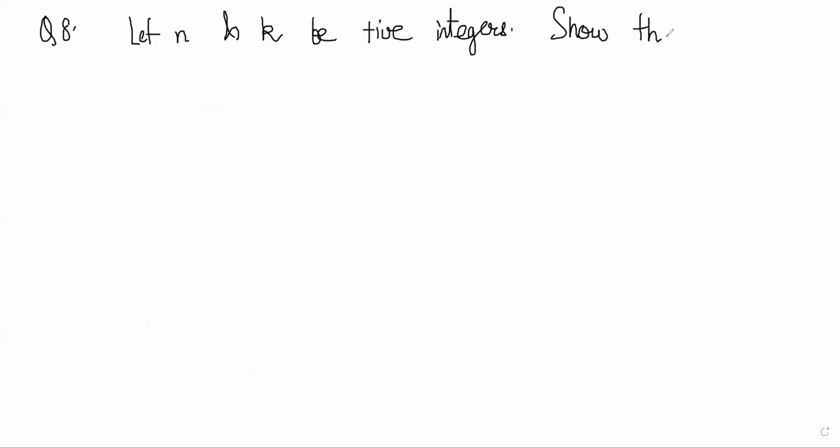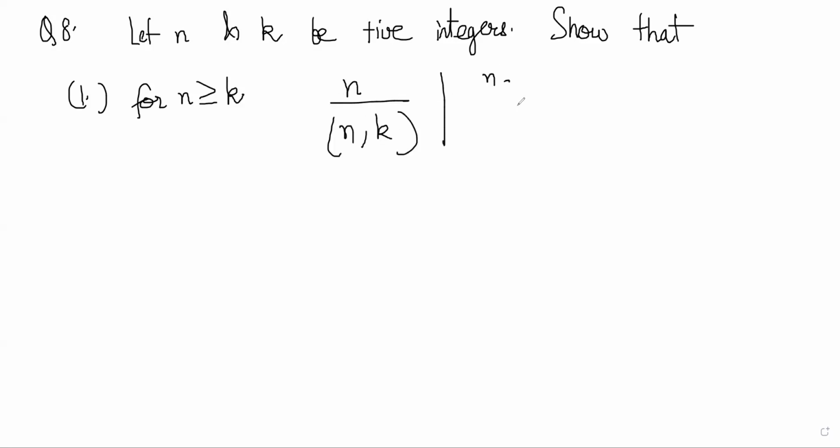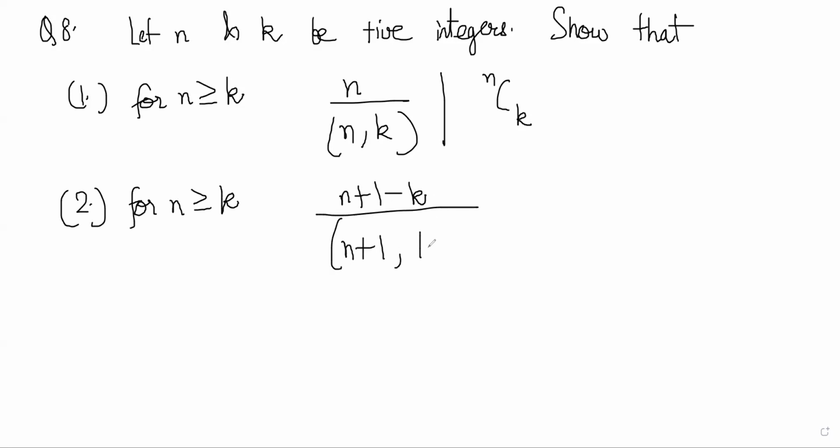One last problem, and possibly the most interesting problem, is this one. Let n and k be positive integers. We have to show that, first of all, for n ≥ k, n/GCD(n,k) divides C(n,k). And the second property is, for n ≥ k, (n+1−k)/GCD(n+1,k) divides C(n,k).